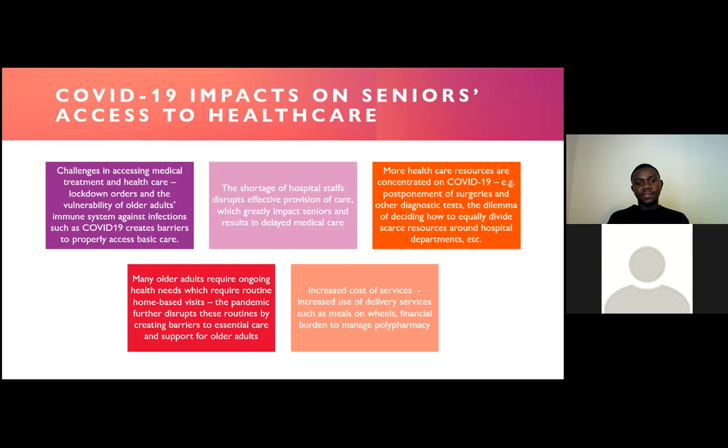And then we can see that many older adults require ongoing health needs, and these ongoing health needs require ongoing routine home-based visits. But because of the pandemic, a lot of those routines are disrupted and create a barrier to essential care and support for older adults.